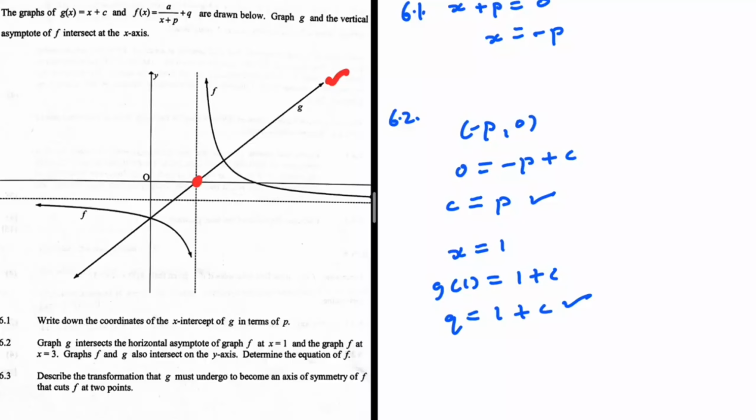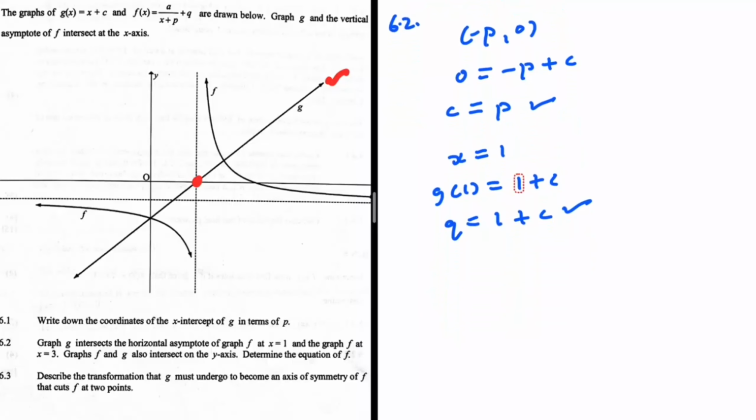Is there something we can come up with using c equals p and q equals 1 plus c? Not quite yet. Let's proceed and use other pieces of information that we have. The graphs of g and f also intersect at x equals 3. So it means that we can say we have 3 plus c, that is from g of x, equal to a divided by x plus c.